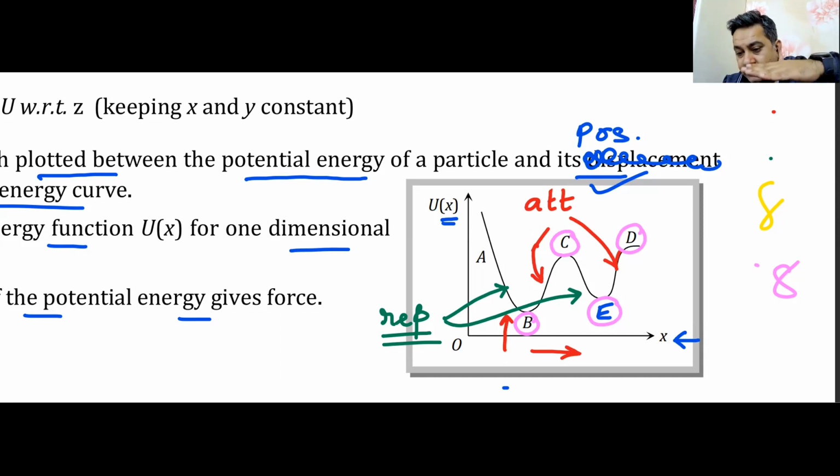Have higher potential energy. Well done. Two points are at a higher potential energy level. Can you mark those points which are at a higher potential energy level? C and D, sir. Correct. C and D are the points which are on the higher side, higher potential energy.